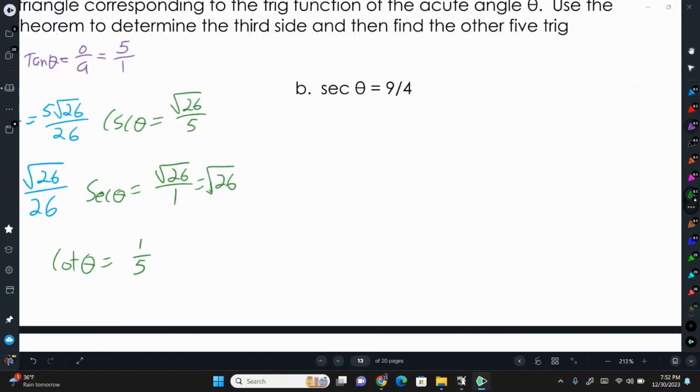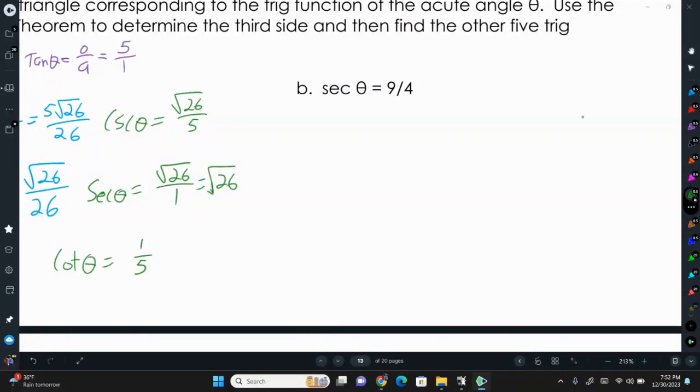So now in letter B, you have the secant is 9 over 4. Well, remember, secant is the cosine flipped. Cosine is adjacent over hypotenuse. So that means secant is the hypotenuse over the adjacent. So the hypotenuse is 9 and the adjacent side is 4. So let's just draw this real quick. There's my theta, there's my right angle. My adjacent side is 4, my hypotenuse is 9.